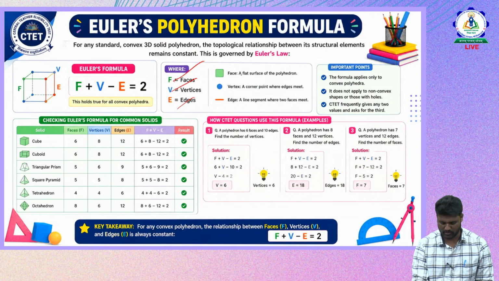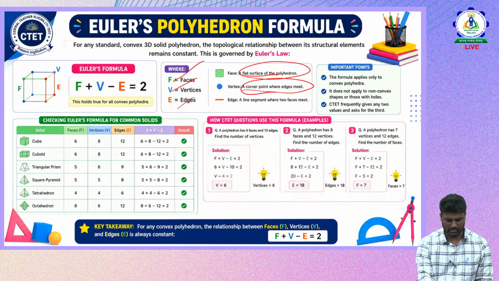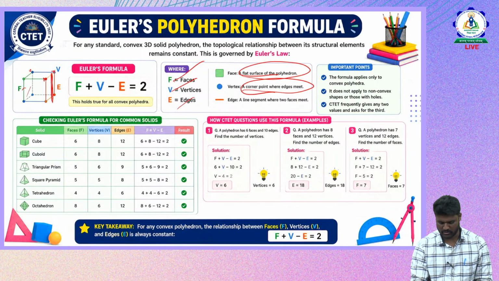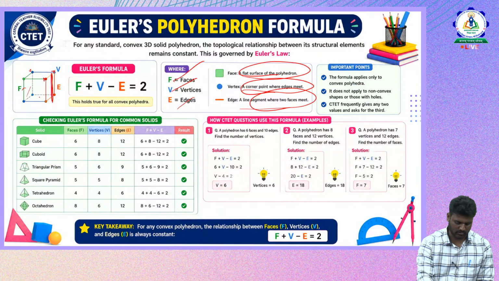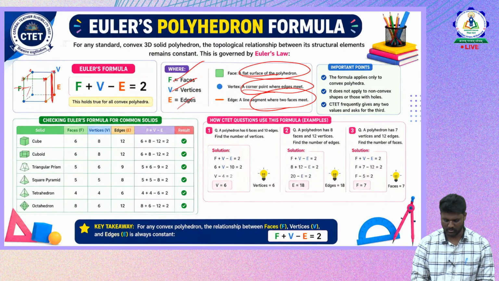A face means a flat surface of the given polyhedron, a vertex is a corner point where edges meet, and an edge is a line segment where two faces meet. These are the vertices, these are the faces, and these are the edges. So for the cube, how many faces will be there?